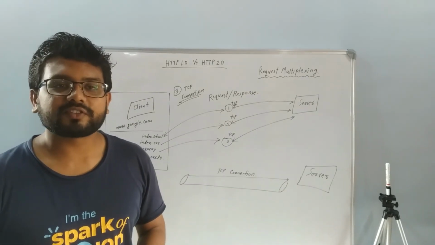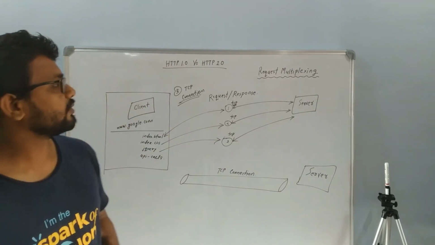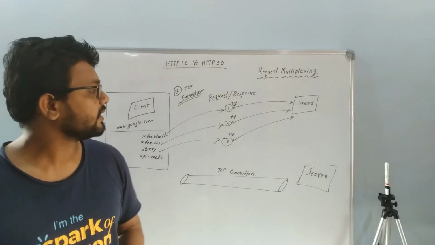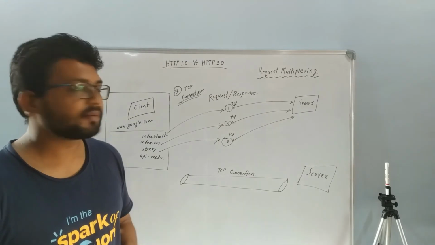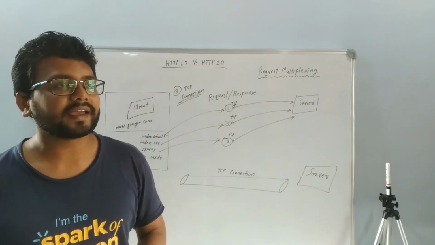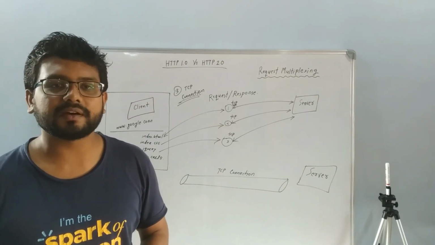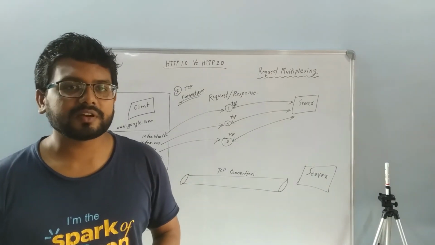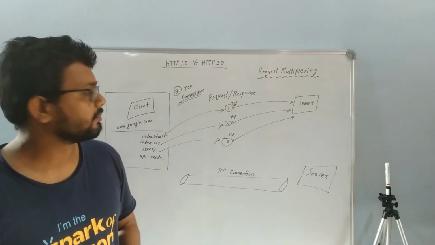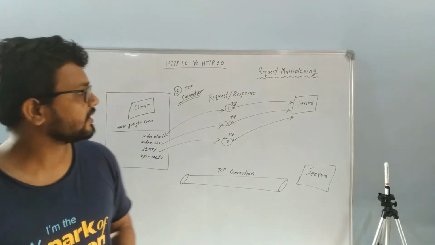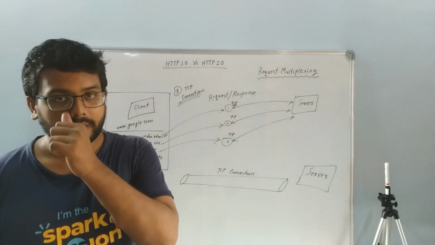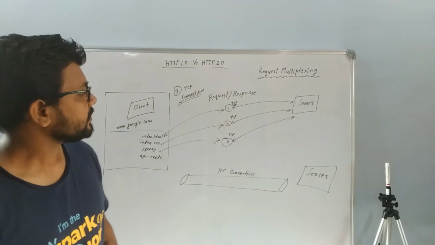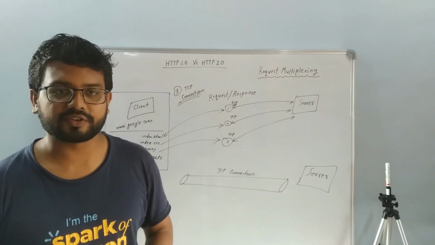The rest of the features we will cover. The next feature of HTTP 2.0 I will cover in my next video. There are so many. I guess there are around 10 to 15 features in HTTP 2.0. We will cover mainly those which add a lot of optimization over HTTP 1.0, and we will cover only those major ones.